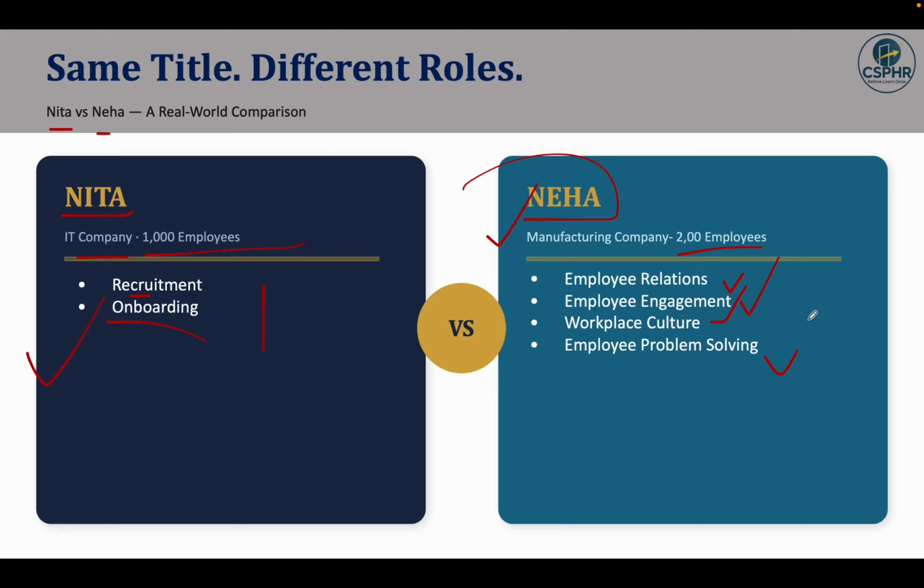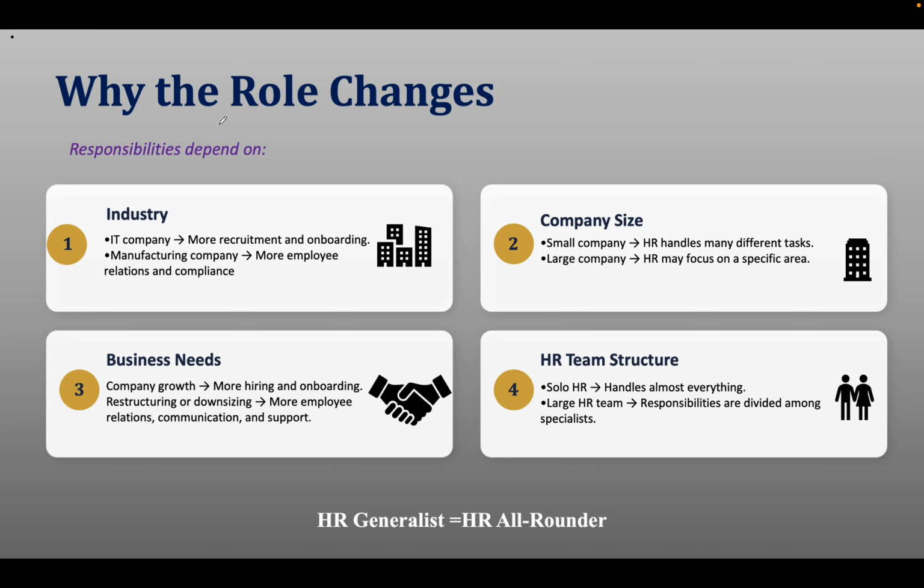Now maybe you have a question in your mind. They are working in the same profile, but why do they have different roles and responsibilities? So I'll tell you the 4 factors why their roles and responsibilities change. Okay, so first, based on the industry, the company will decide what the HR generalist has to do. For example, in an IT company, they have to do more recruitment and onboarding, and in a manufacturing company they have to handle employee relations and compliances.